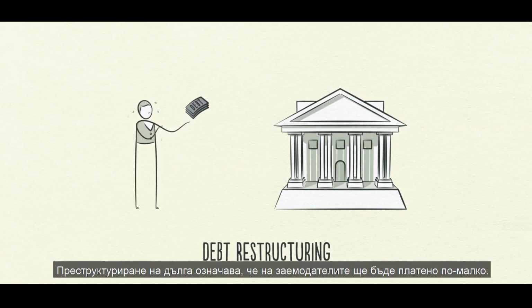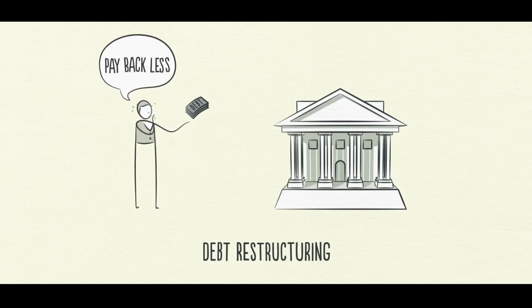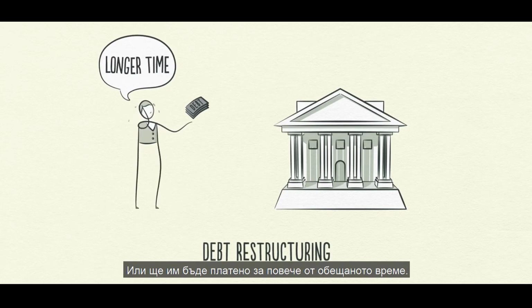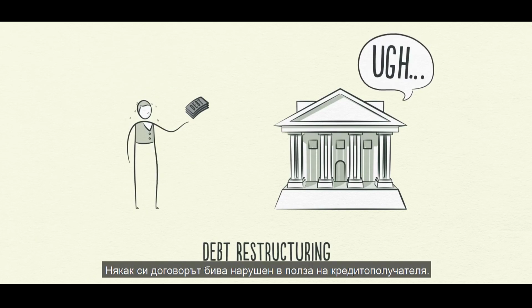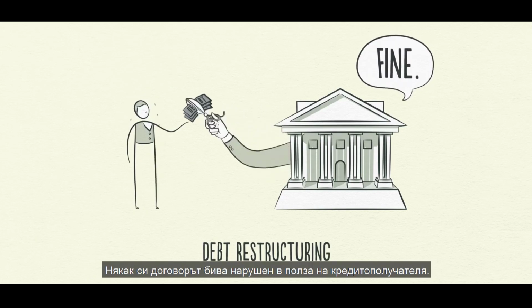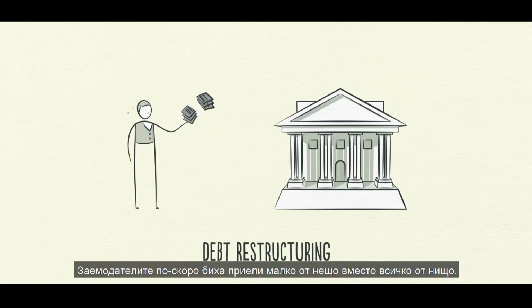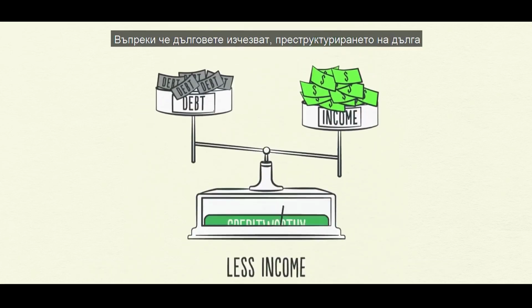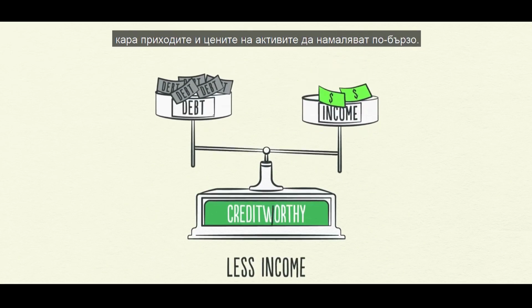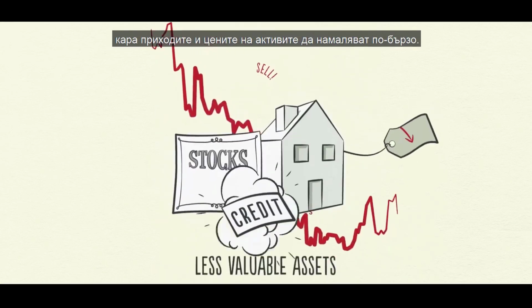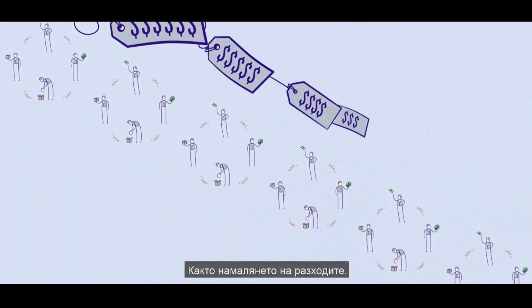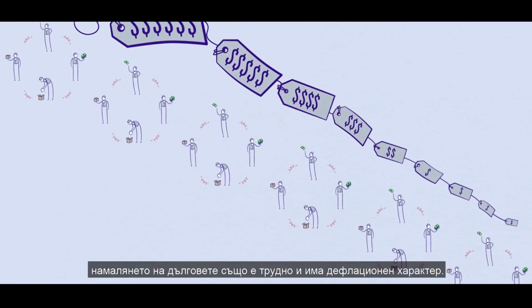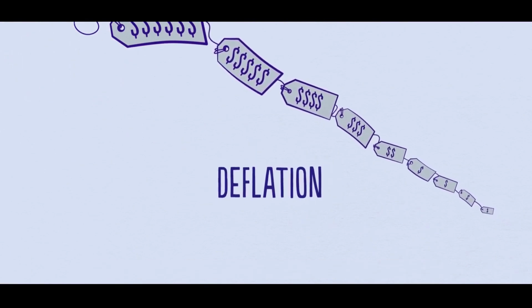Many lenders don't want their assets to disappear and agree to debt restructuring. Debt restructuring means lenders get paid back less, or get paid back over a longer time frame, or at a lower interest rate than was first agreed. Somehow, a contract is broken in a way that reduces debt. Lenders would rather have a little of something than all of nothing. Even though debt disappears, debt restructuring causes income and asset values to disappear faster, so the debt burden continues to get worse. Like cutting spending, debt reduction is also painful and deflationary.